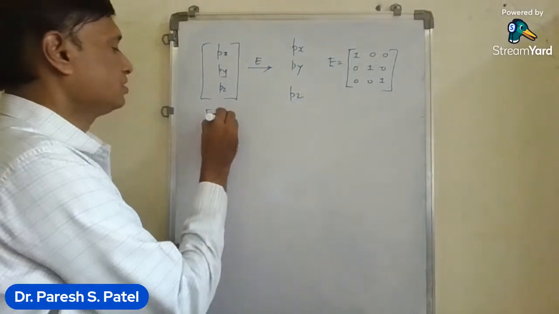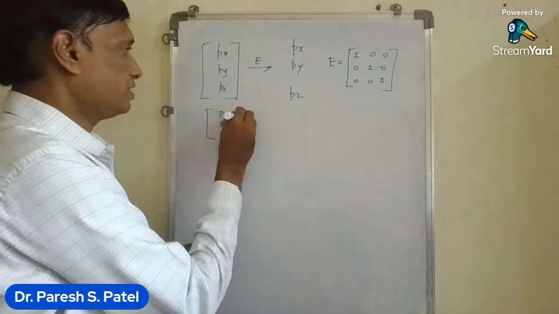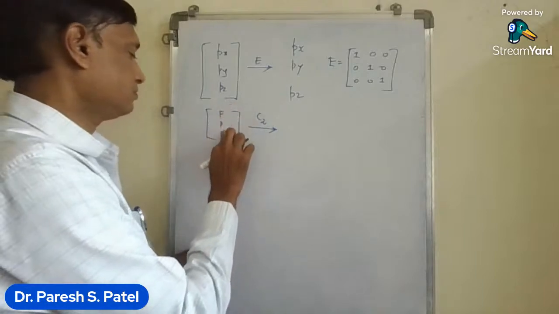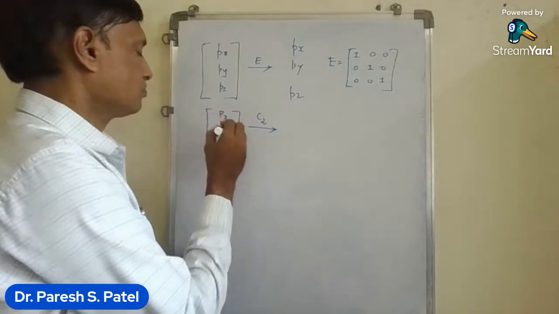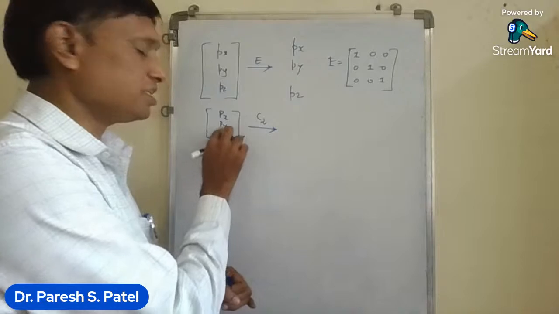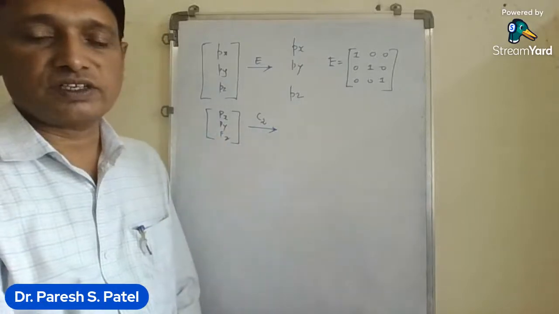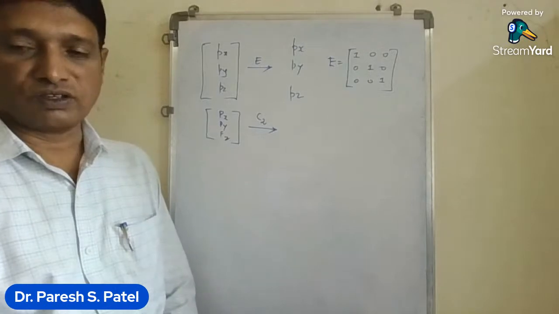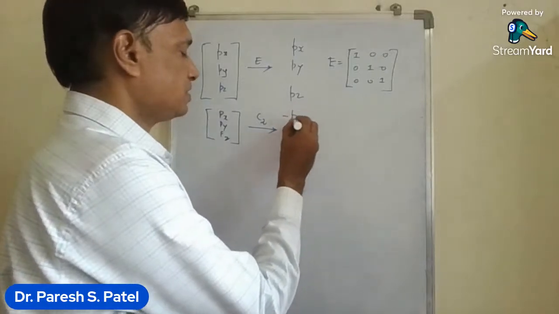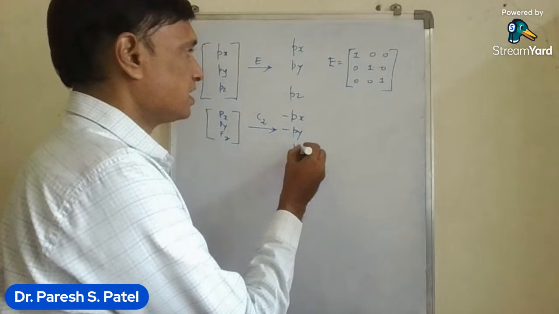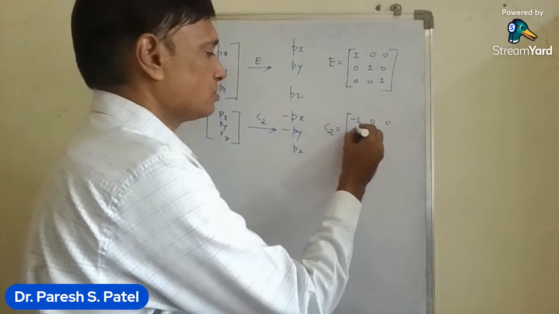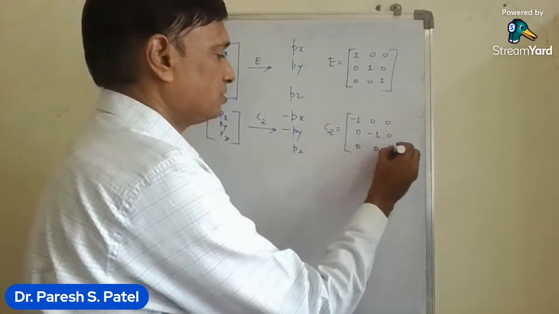Similarly, if we operate the C2 symmetry operation on the p orbitals of the water molecule, there is no change in the position of pz. Why? Because we can consider the molecule along the z-axis. So we can write px as minus px, py as minus py, and pz remains as it is. So we can write the matrix representation as minus 1 0 0, 0 minus 1 0, 0 0 1.